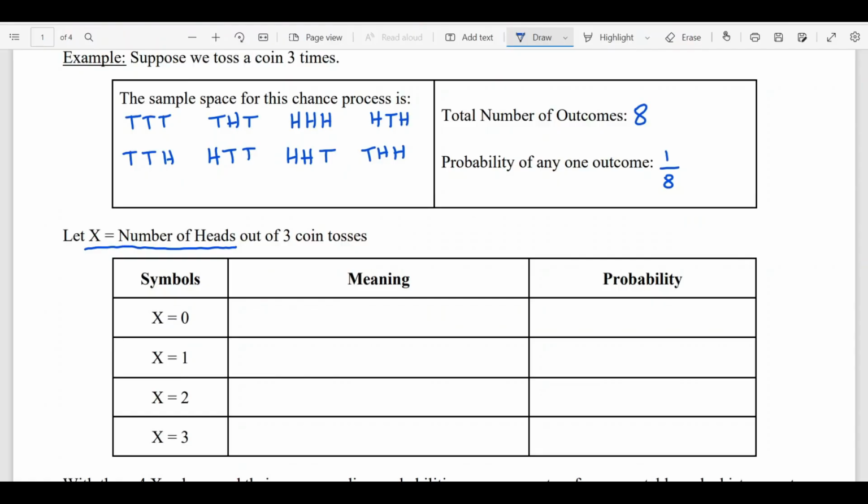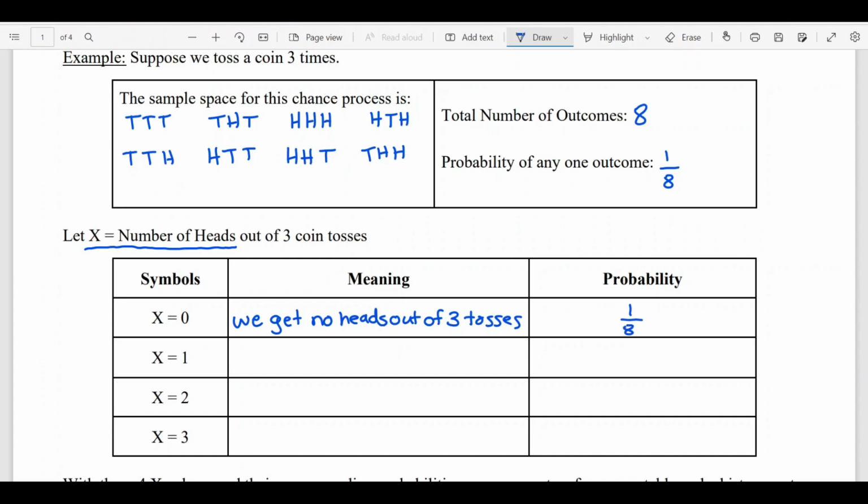So when X equals 0, the meaning behind that is we get no heads out of 3 tosses, because our situation is 3 coin tosses, right? So X equals 0 means we get no heads out of 3 tosses. And the probability we get no heads, there's only one event where that's an outcome, and it's heads, heads, heads. So that probability is 1/8.